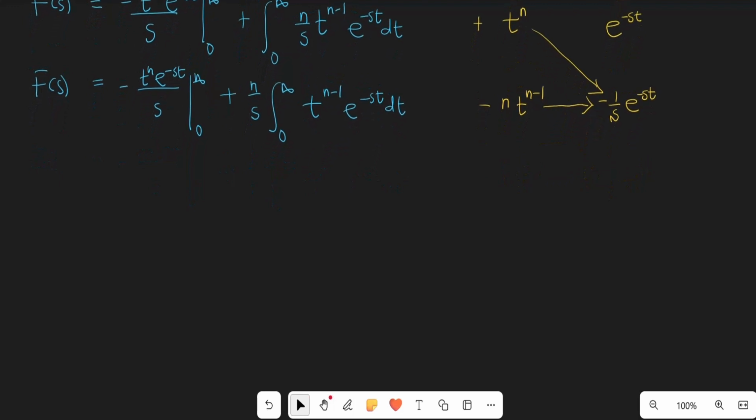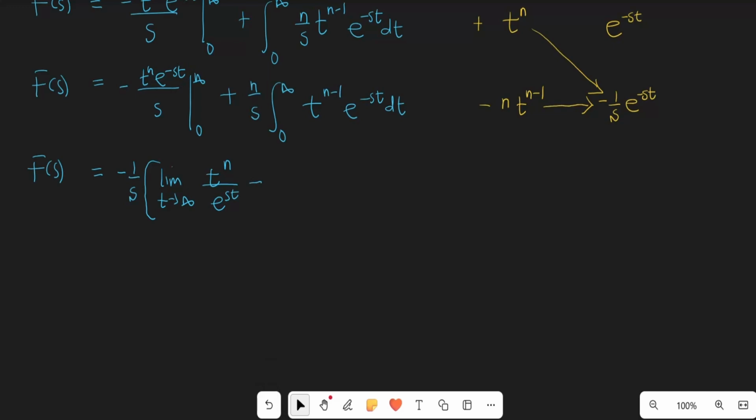So now let's evaluate the limits here. Evaluating the limit, this negative 1 over s is a constant in the t world, then I am going to take the limit as t approaches infinity of t raised to the power n all over e raised to the power st. That is, this negative st can become a denominator and become a positive e raised to the power st, right? And now minus the lower limit.